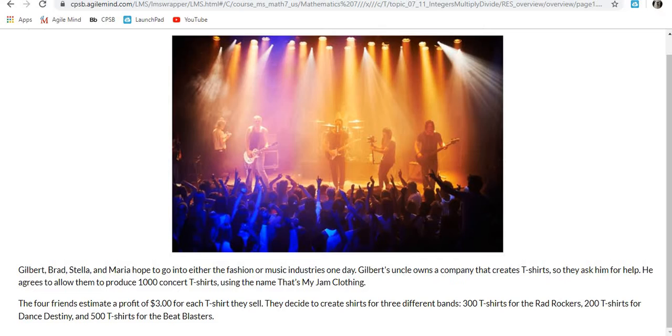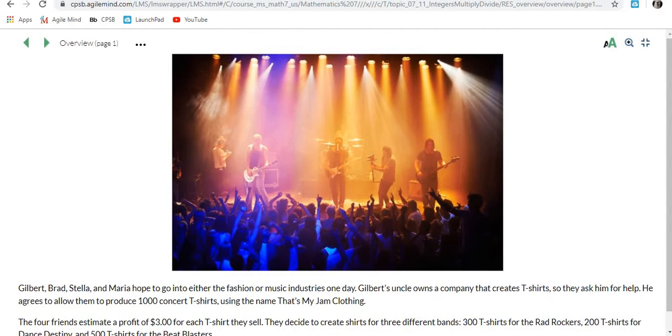That is their profit. They decide to create shirts for 3 different bands: 300 t-shirts for Red Rockers, 200 t-shirts for Dance Destiny, and 500 t-shirts for the Beat Blasters. So what band do they think is most popular? The Beat Blasters.